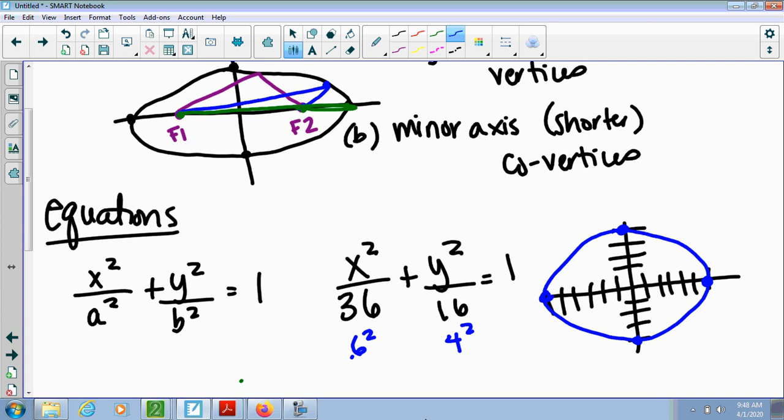You just look underneath the x. Okay, that's 6 squared, so I go 6 in either direction. That corresponds with our A. This would be from our negative A, negative B, positive B. And there you have it.